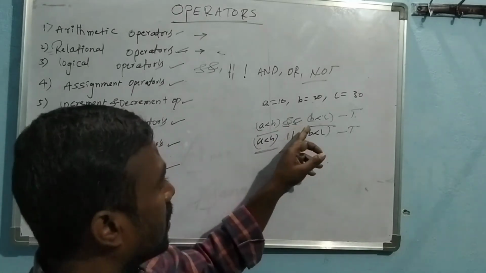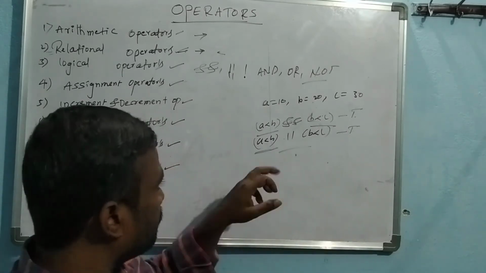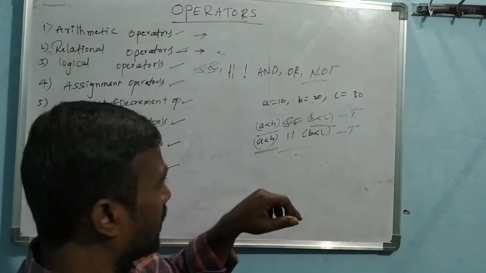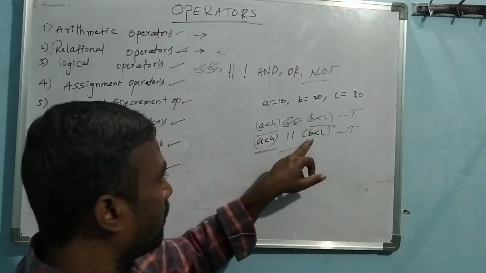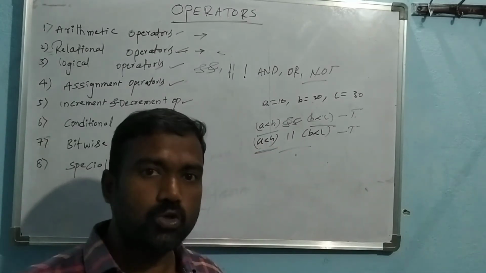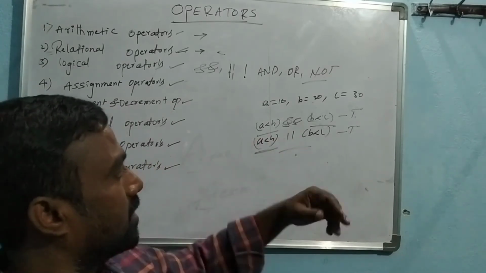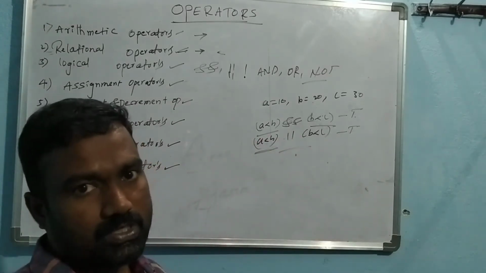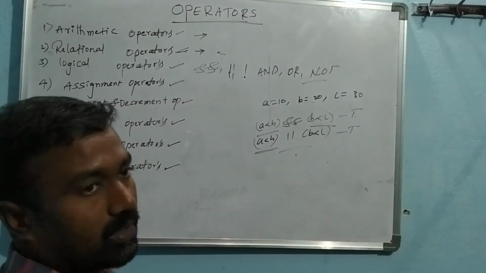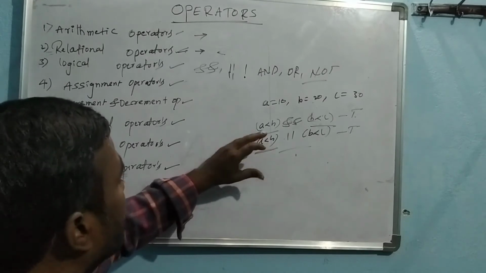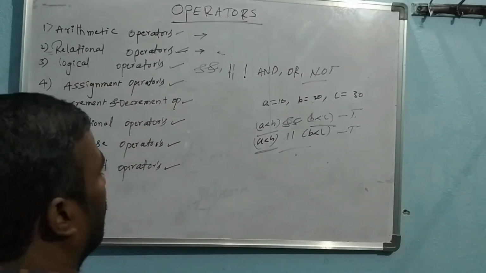According to this condition, both statements must be true. According to the OR condition, either A less than B or B less than C, anyone can be true. Here both conditions are true. For the purpose of checking this type of conditions, we use logical operators.